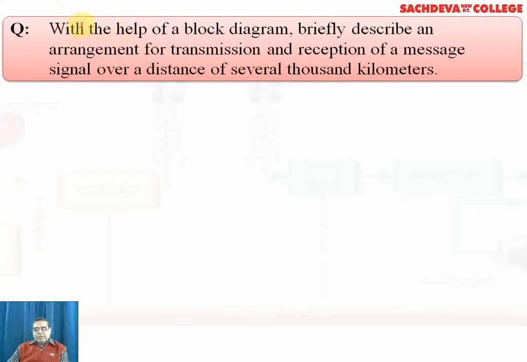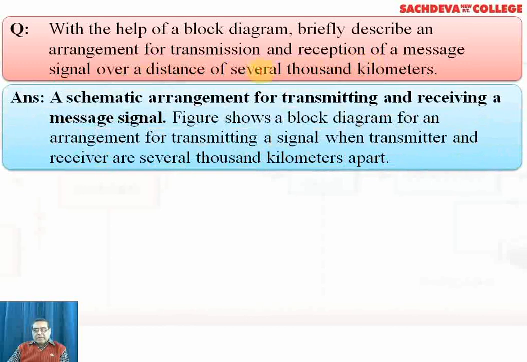Now our next question is a block diagram. With the help of a block diagram, briefly describe an arrangement for the transmission and reception of message signal over a distance of several thousand kilometers. The schematic arrangement for transmitting and receiving a message signal is given in the figure.